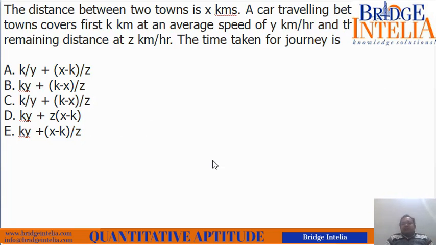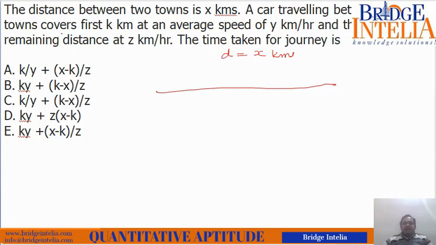The distance between two towns is x kilometers. A car traveling between two towns covers the first k kilometers at an average speed of y kmph and the remaining distance at z kmph. The time taken for the journey is equal to what? So let's see. The distance between two towns is x kilometers. So let this be the total distance. Distance is equal to x kilometers.